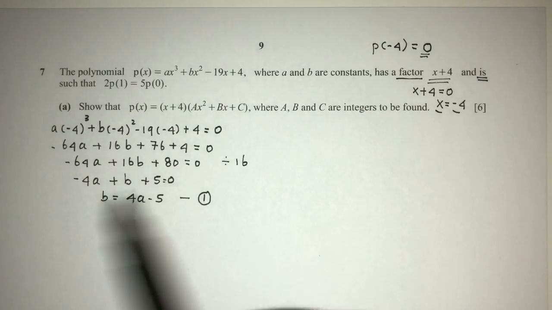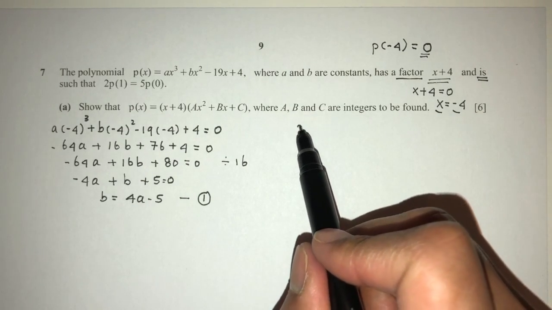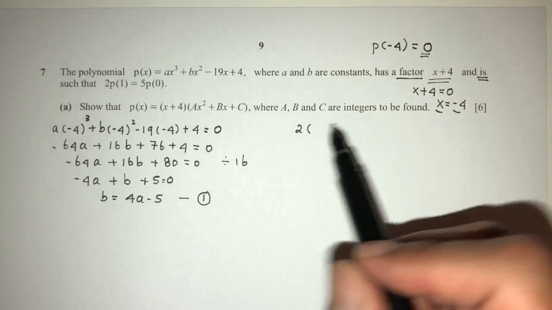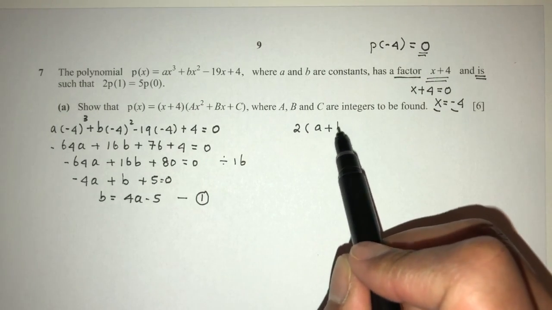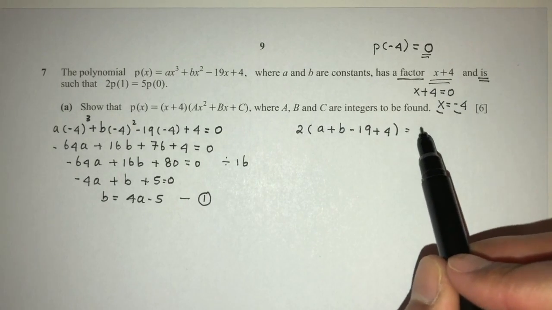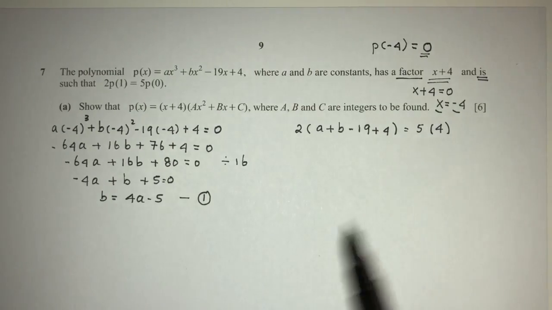Now we have to use this one. So 2p1, which is x is 1. So you will have a plus b minus 19 plus 4 is equal to 5 p0, which will be 4. Divide by 2.